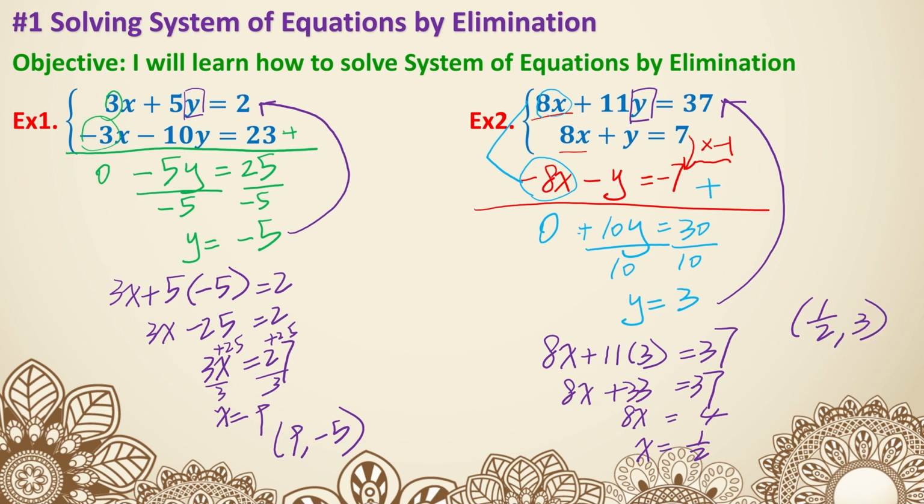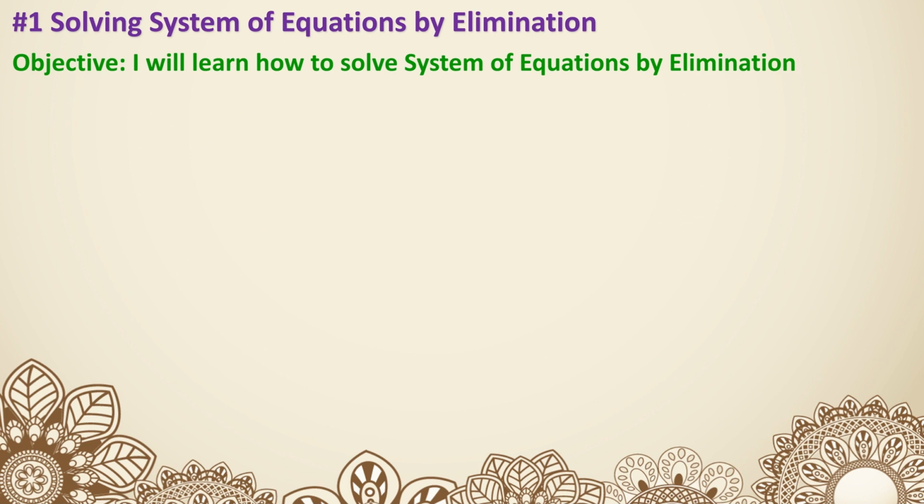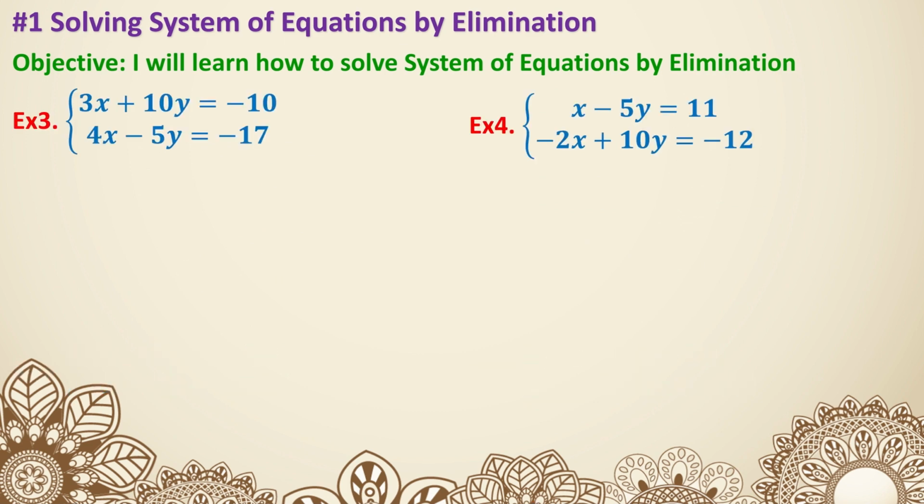That is example 2. Moving on, example 3. Well, this time you can see I do have opposite signs, but no numbers that are the same. However, you may easily realize 10 and 5 are actually related. So even though they're not the same number, I can easily change one of them to be the opposite of the other. So that's what I'm going to do.